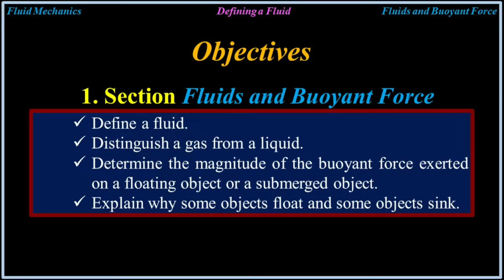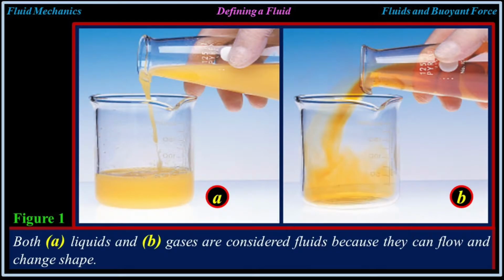Section 1, Fluids and Buoyant Force. 4 objectives. First is define a fluid. Next, distinguish a gas from a fluid. Next, determine the magnitude of the buoyant force exerted on a floating object or a submerged object. And last, explain why some objects float and some objects sink.